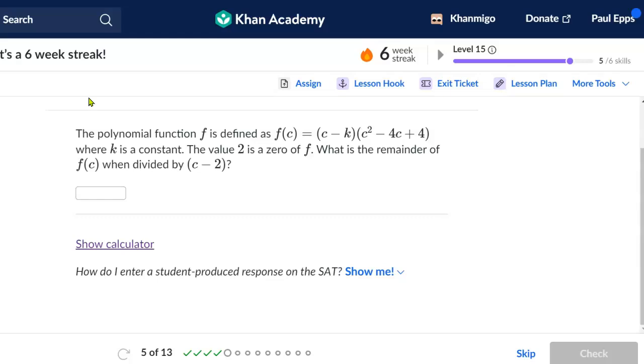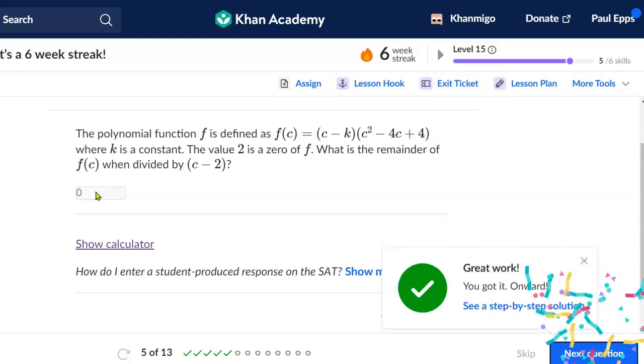Okay, so it's the remainder theorem. If you have a polynomial f of, usually we say f of x, but okay, f of c, and you want to know what is the remainder if you divide it by c minus anything, in this case 2, you can get the remainder by just plugging 2 into the function. And we're already told that 2 is a 0 of the function. So that means that the remainder is going to be 0.